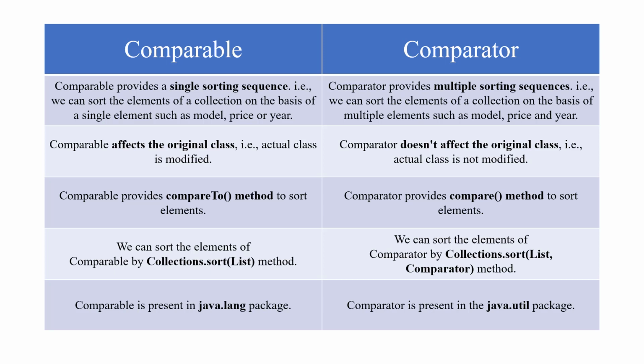elements. We can sort the elements of a Comparable by Collections.sort and simply pass the list. Using the Comparator interface, we'll have to pass an additional parameter in the sort method. Comparable is present in the java.lang package and Comparator is present in the java.util package. So you can screenshot this for your reference, and yeah, that's it about the Comparable and Comparator interfaces.